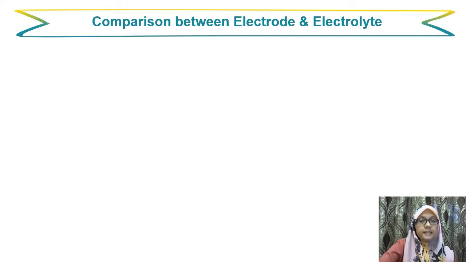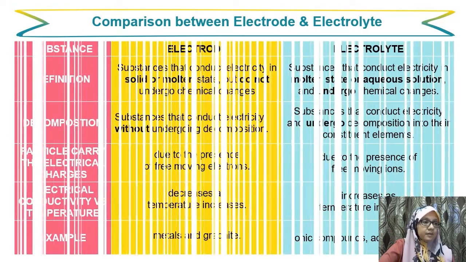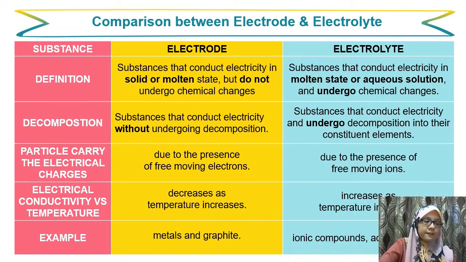Now, let us see what is the difference between electrode and electrolyte. The first one, the definition of electrode is a substance that conducts electricity. Same with electrolyte, it is also a substance that conducts electricity, but the electrode conducts electricity in solid or molten state, but does not undergo chemical changes. Oppositely, the electrolyte conducts electricity in molten or aqueous state, and undergoes chemical changes.